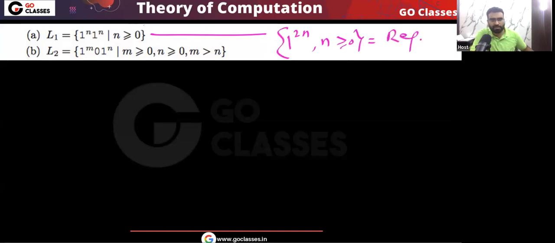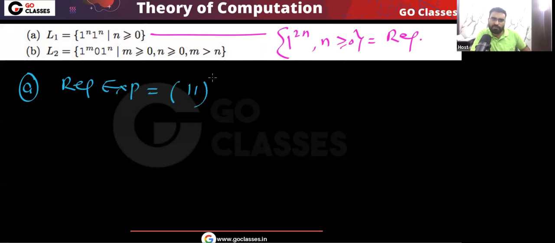Understand the language. So in this option A, the regular expression you can easily write. The regular expression will be (1 1) whole star. What about option B? Tell me. What about that? That is non-regular. Option B is non-regular.